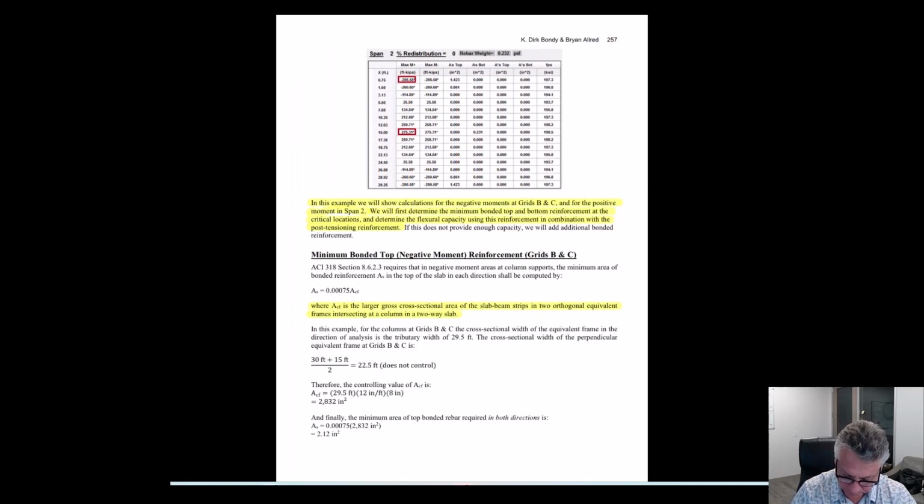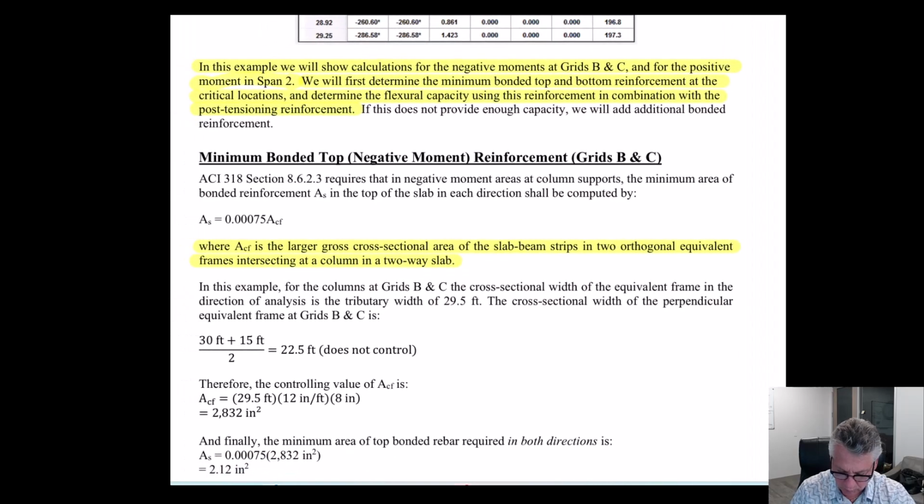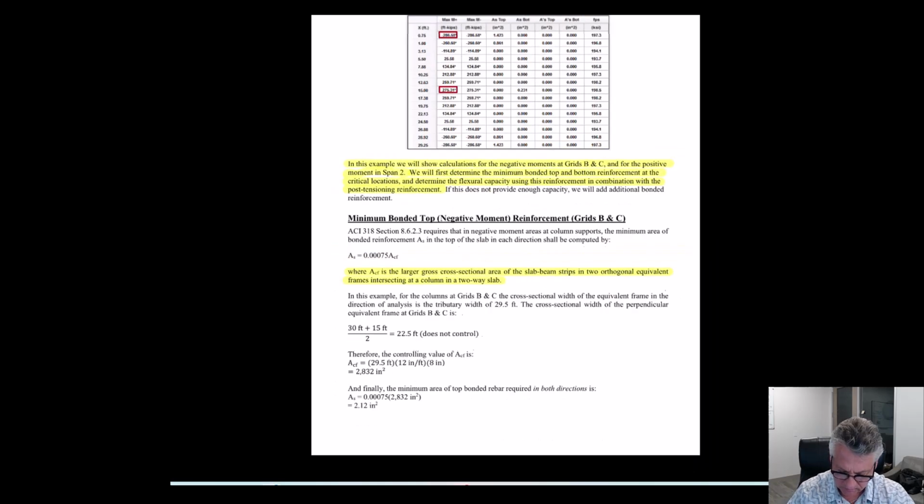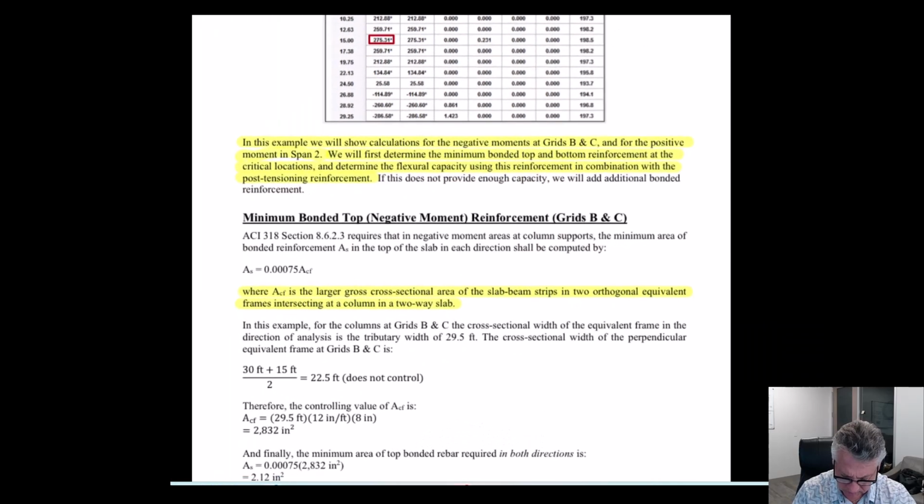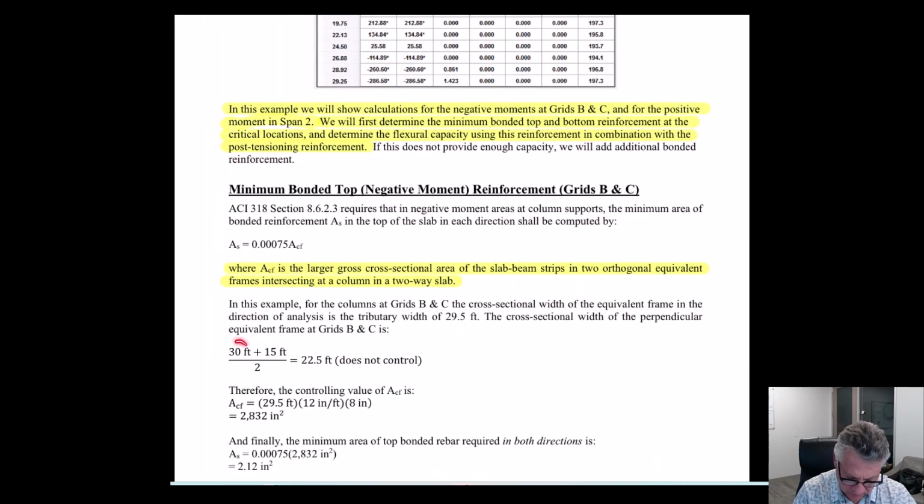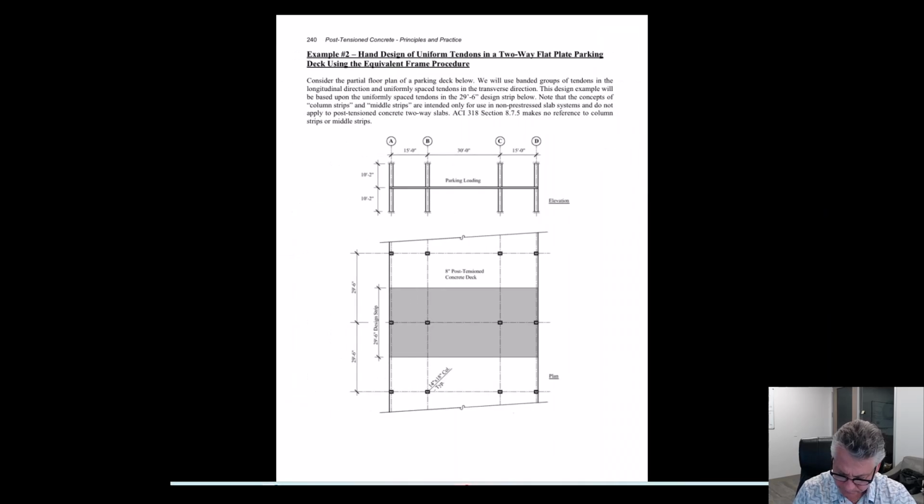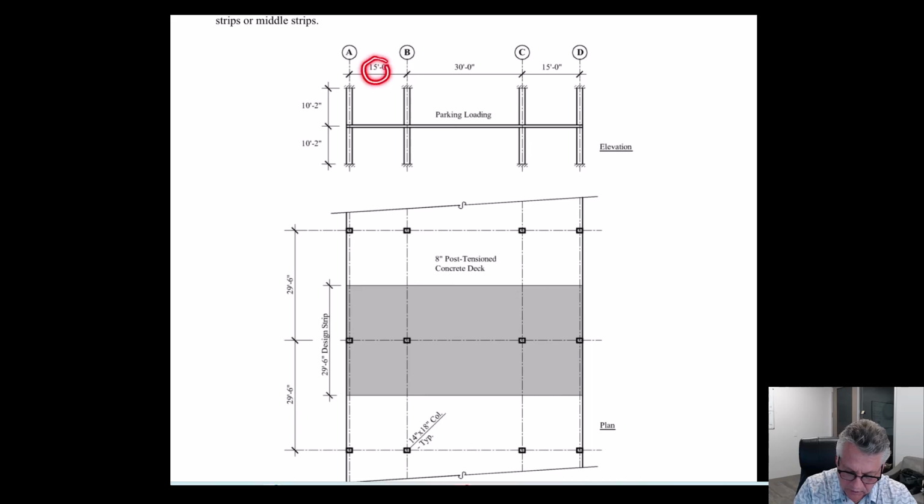So let's get at it. We know that we have a tributary width of 29.5 feet in the one direction. In the other direction, so that's here. So that's easy to calculate. 29.5 times 8 is going to be one of the two things we're checking. In the other direction, we have a 30-foot span and a 15-foot span. A 15-foot span and a 30-foot span, and we're looking at this distance.